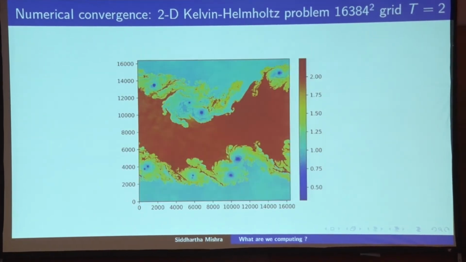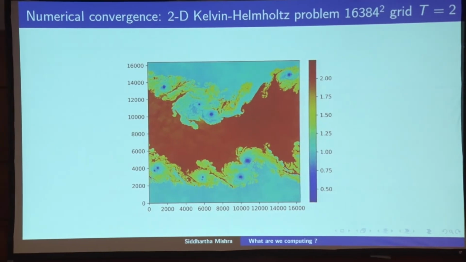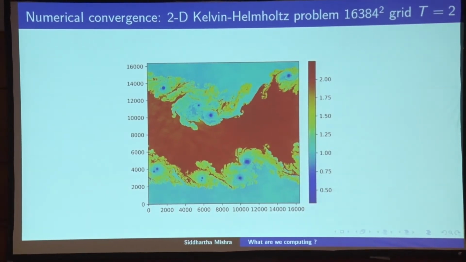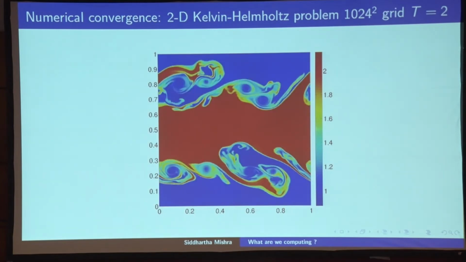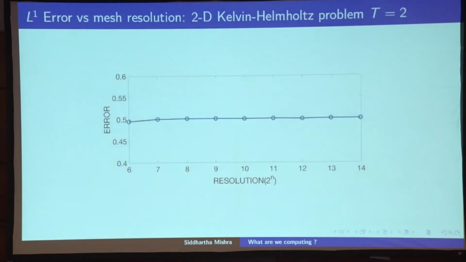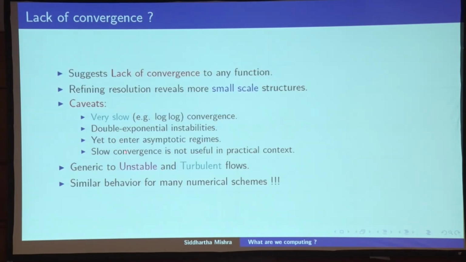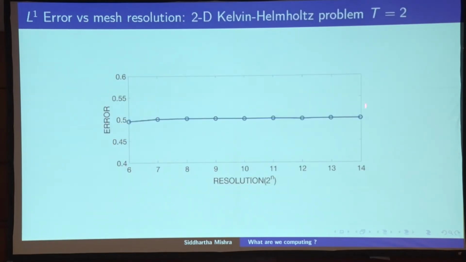And we compute the finest resolution that we can afford, which in this case was 16,384 squared, a very, very finely resolved computation. And you can see how fine the structures are and how much mixing is taking place. Needless to say, each time I'm refining, I'm getting more structure. So when I take these successive differences in L1, you see that there is a flat line all the way down to 16,384 squared. So clearly, experimentally, this does not converge compared to what we saw before. There are some caveats. One can argue that this is very, very slow convergence. But in that case, it's useless, because if it does not converge by 16,000 squared mesh points, it will never converge.